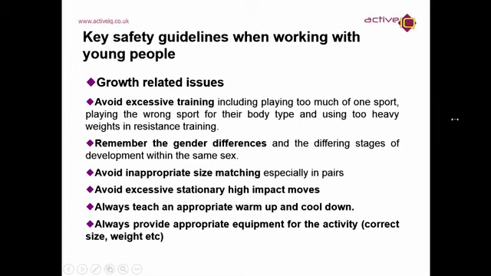We also need to remember that there's a difference in gender, and there's different stages of development within each sex. So women are going to develop a lot more quickly than men, and we need to be aware of that. Normal puberty for girls is going to come in a little bit earlier than some of the boys, and they might be able to start doing some more advanced stuff.